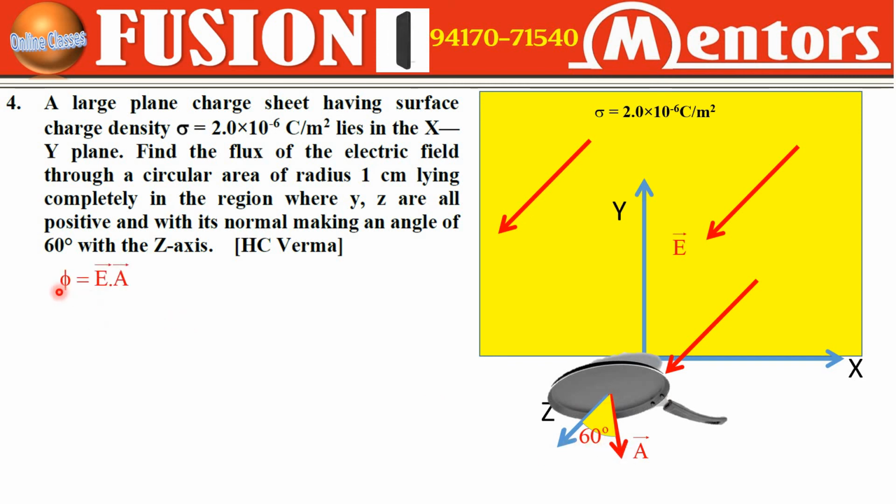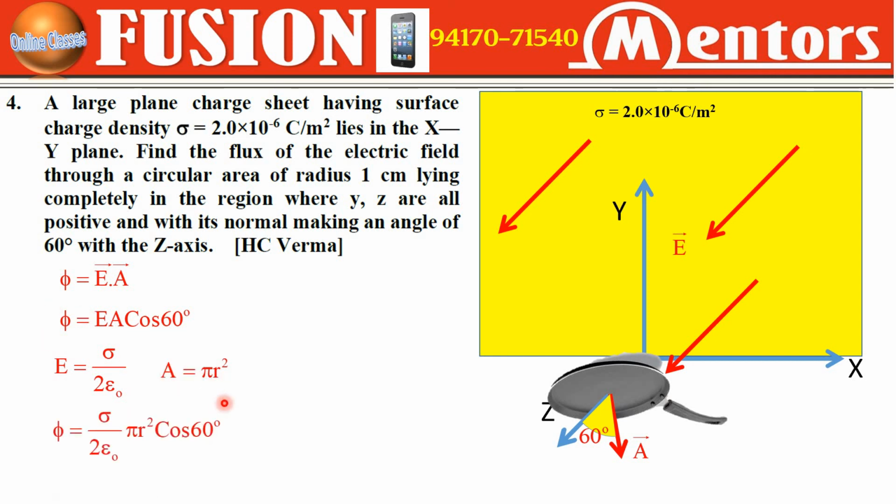Okay, now you know electric flux is equal to E dot A, means E into A into cos theta, cos of 60 you have to use, and further is very simple, sigma by 2 epsilon naught, electric field due to a uniformly charged sheet, into area means pi r square. So let's substitute the values. E equal to sigma by 2 epsilon naught, area equal to pi r square, cos 60 you know 1 by 2.